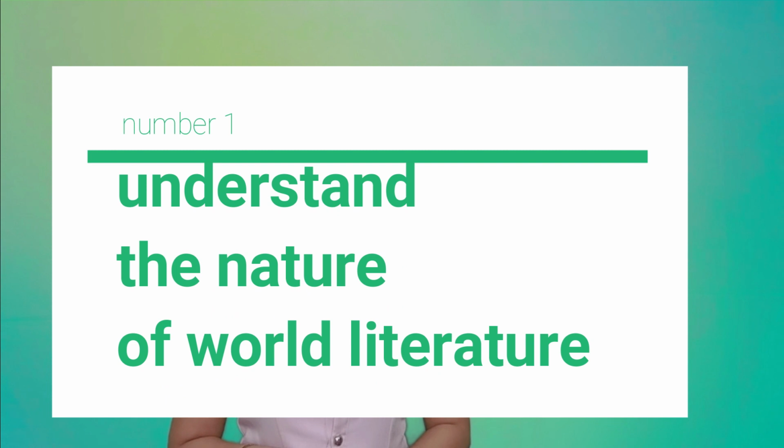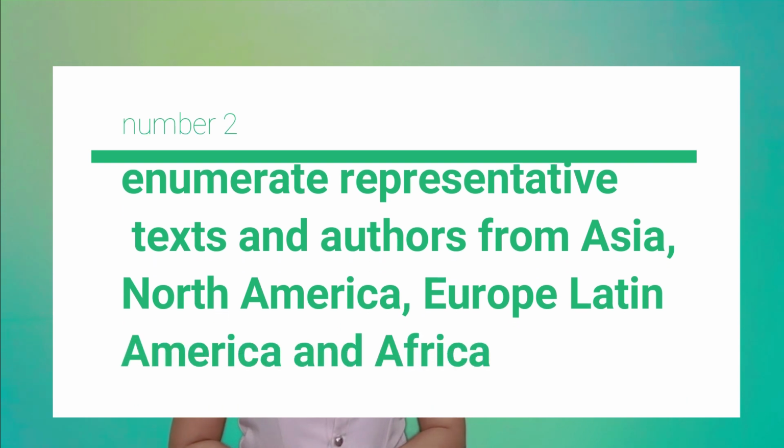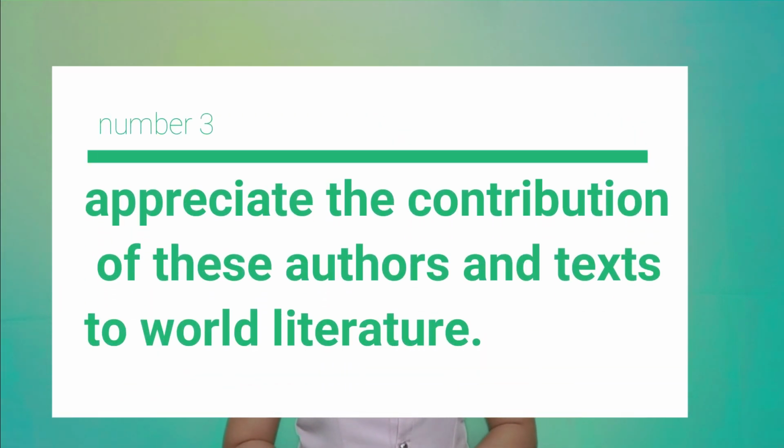Representative texts and authors from Asia, North America, Europe, Latin America, and Africa. At the end of this lesson, you are expected to, number 1, understand the nature of world literature. Number 2, enumerate representative texts and authors from Asia, North America, Europe, Latin America, and Africa. Number 3, appreciate the contribution of these authors and texts to world literature.